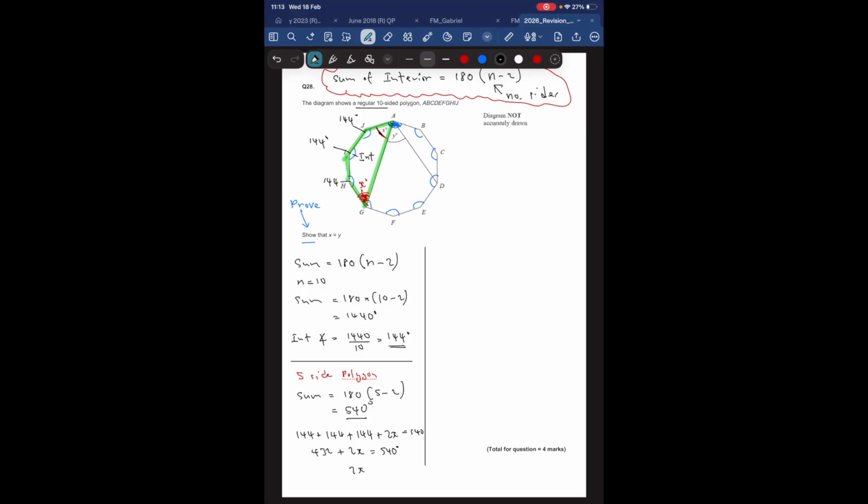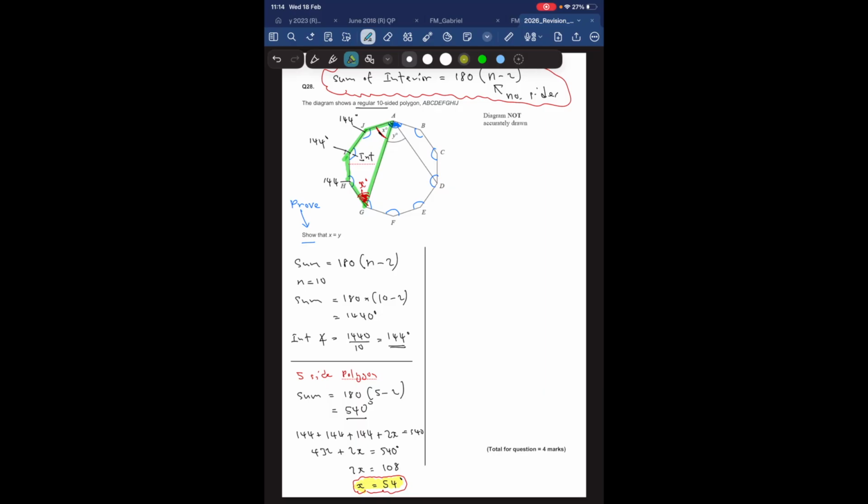I can then work out 2x by subtracting 432 from 540, which gives me 108. Then I can work out what x is just by dividing 108 by 2, which gives me 54 degrees. So immediately I now have a value for x, which is equal to 54 degrees.